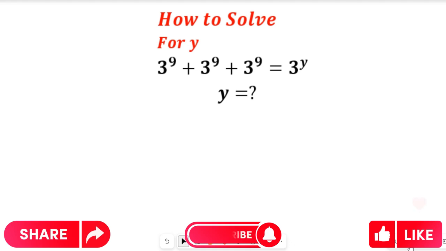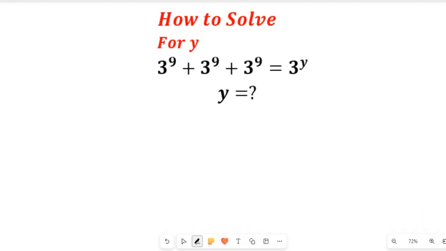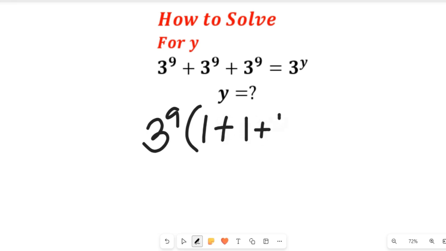Now, if you look at this question very well, you come to see that 3 to the power of 9 is being held by a positive sign and they are common. So we are going to look at taking the common term. And the common term on the left hand side is 3 to the power of 9. Open a bracket, 1 plus 1 plus 1. And this will be equal to 3 to the power of y.